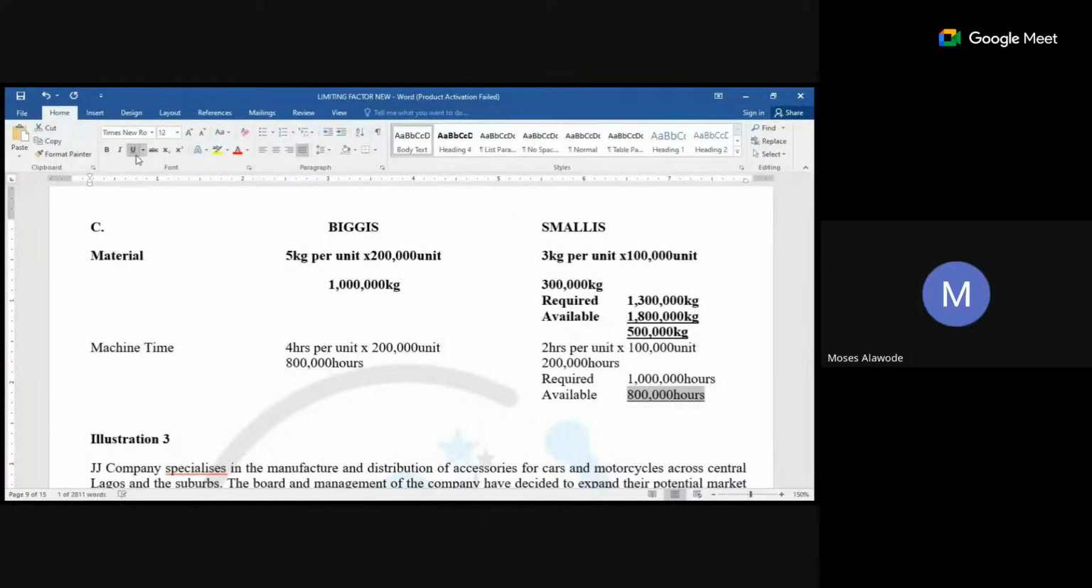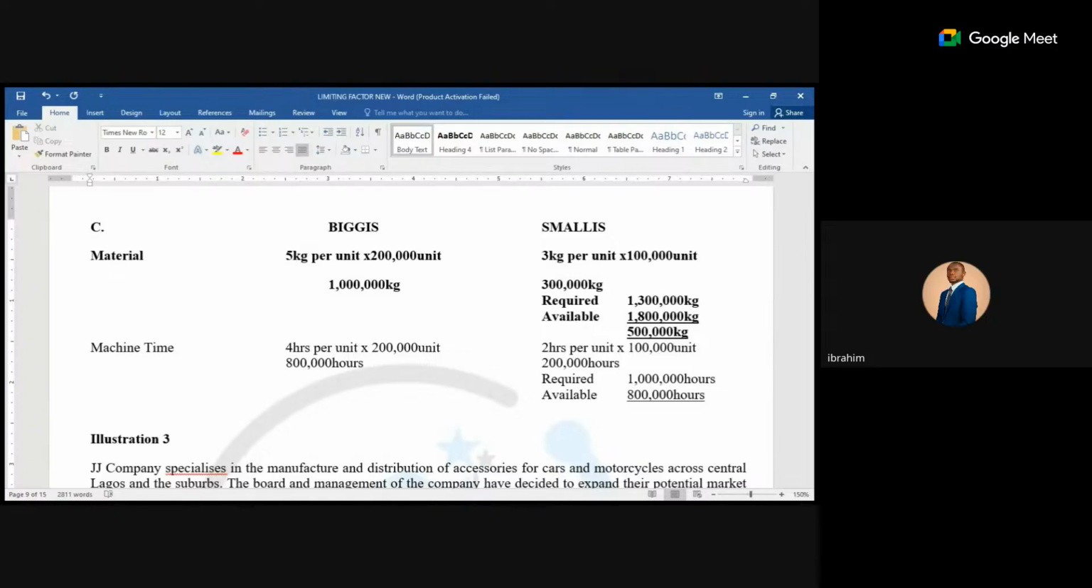Short. Because what we already have is 800, and it will require 1,000 hours. We don't have that capacity. Machine time is the limiting factor. And that is what we will be working on.